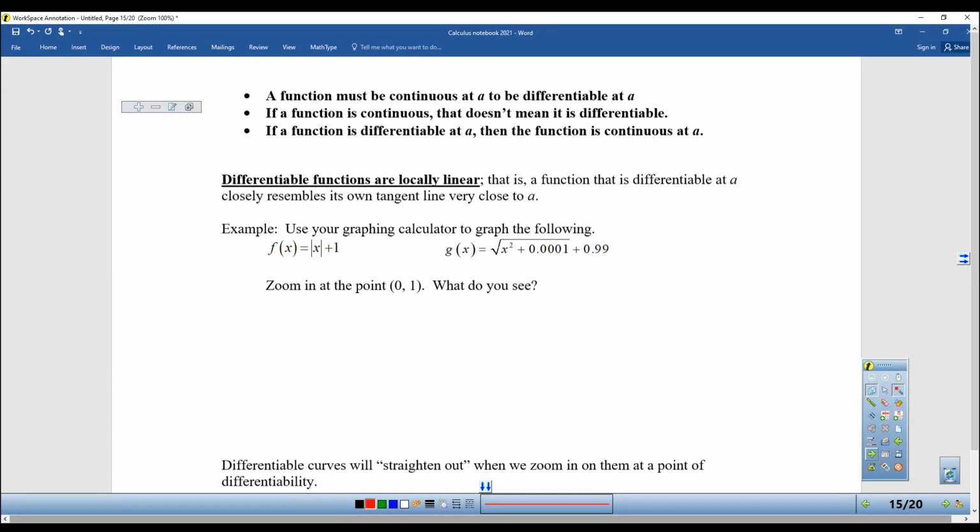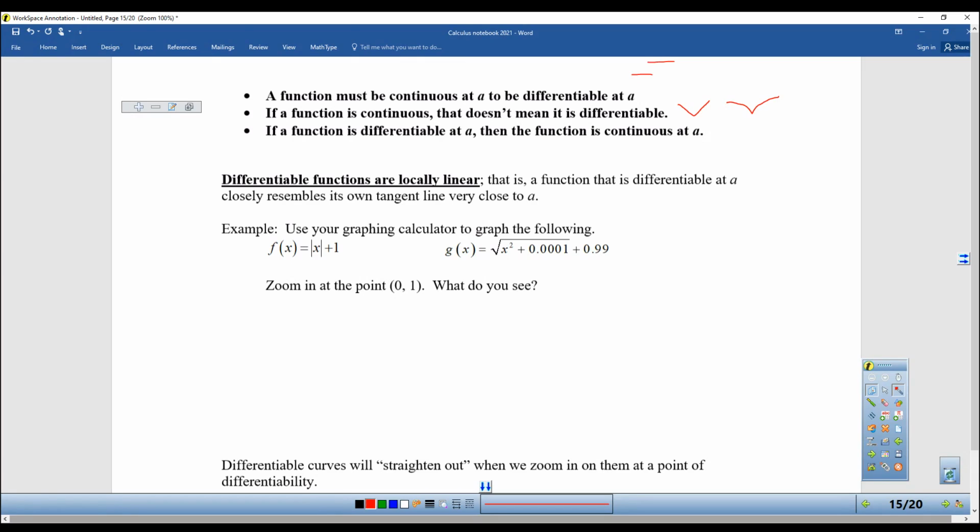All right, couple things to know. First, a function must be continuous to be differentiable. Number 2, if a function is continuous, that doesn't mean it's differentiable. So this is continuous, not differentiable. This is continuous, not differentiable. But it definitely has to be continuous. A step function doesn't have a derivative at every point.